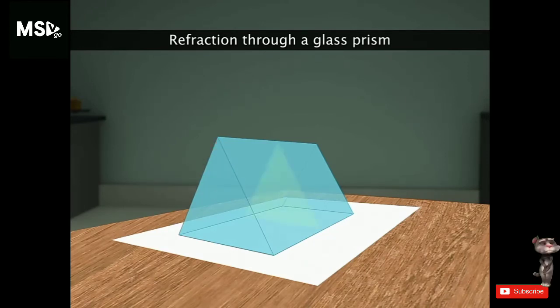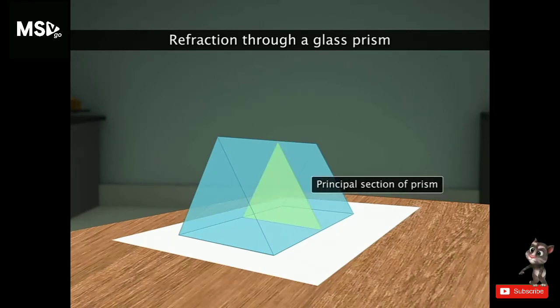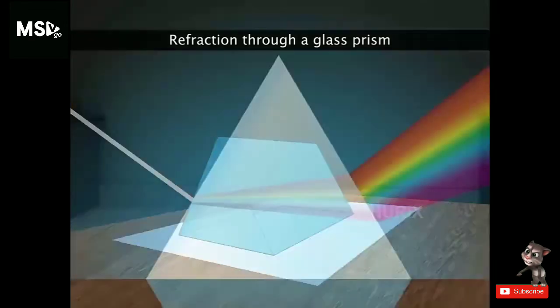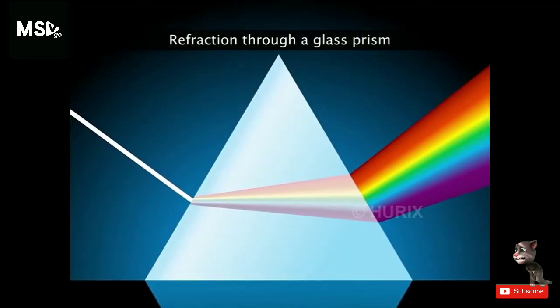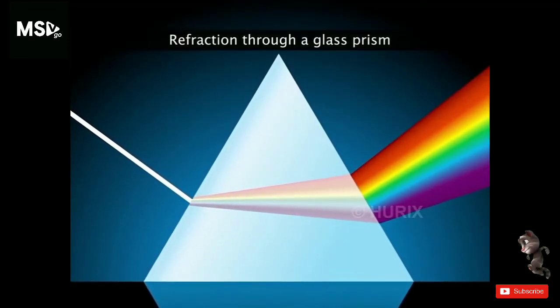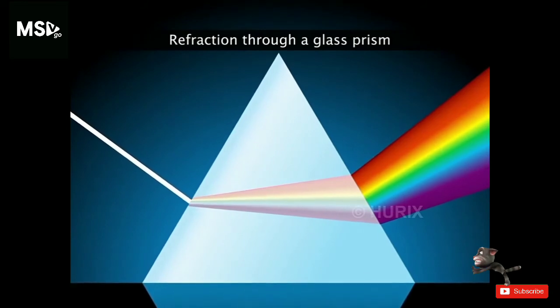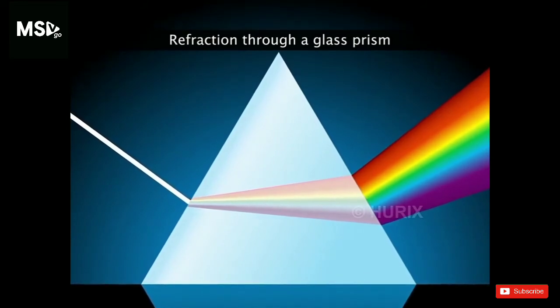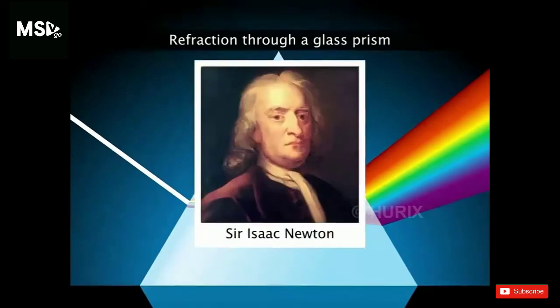Any section perpendicular to the refracting edge is called the principal section of the prism. When a beam of white light is made to fall on a glass prism, the prism refracts the light and splits it into 7 different colors. This was first observed by Sir Isaac Newton.